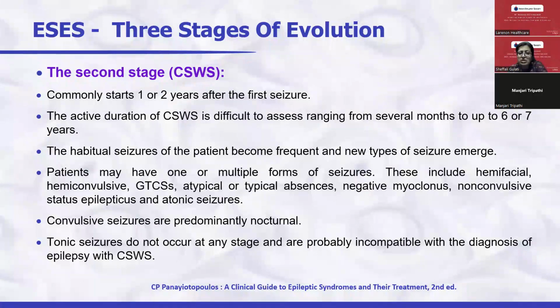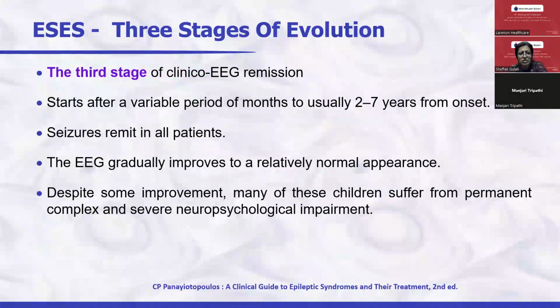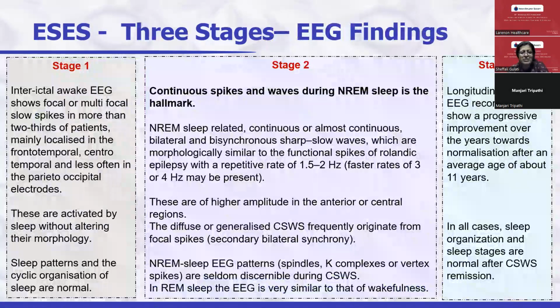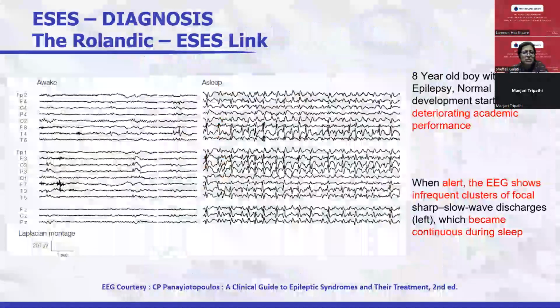The habitual seizures of the patients become frequent, and new types of seizures may come. There may be multiple types of seizures, and convulsive seizures are predominantly nocturnal. Clonic seizures do not occur in any stage in this situation. The third stage is clinical EEG remission, of variable duration, from months to usually 2 to 7 years from onset. Seizures remit and the EEG improves. Despite some improvement, many of the children may have complex neuropsychological impairments which may persist. So these are the 3 stages which we talked about.